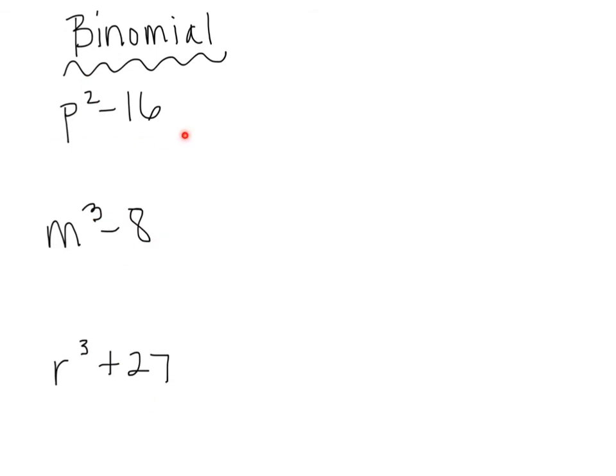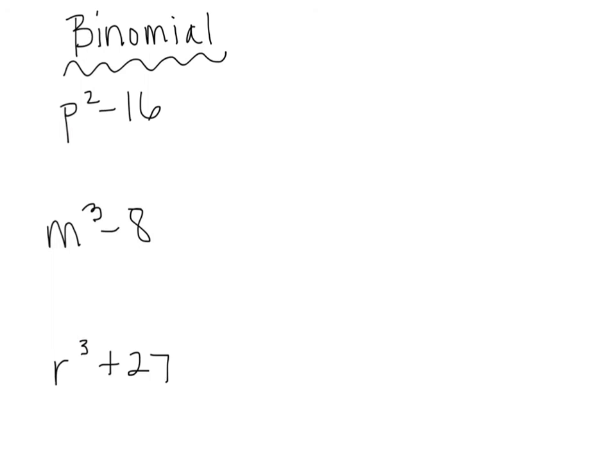So if it's difference of squares, we have difference, minus, squared. It better be a perfect square. Square root of 16 is 4. If this number is not a perfect square, difference of squares is not going to work. Same thing for your cubes. Difference of cubes, difference, minus sign, cube, better be a perfect cube. Well, the cube root of 8 is 2. Sum of cubes, we've got the sum, cube, and the cube root of 27 is 3. So it has to be a perfect cube.